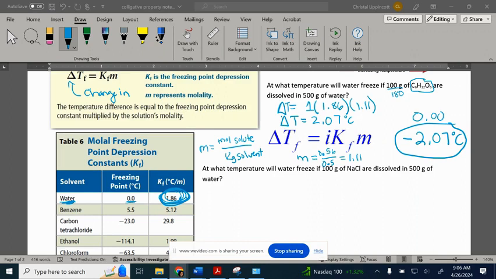Good? What's wrong, Ray? I'm confused, Jim. About what? Where did we get 2.07? I multiplied 1 times 1.86 times 1.11. Oh, I have to write that down.